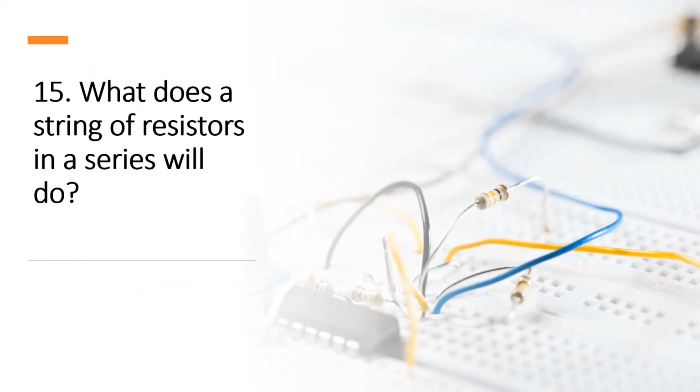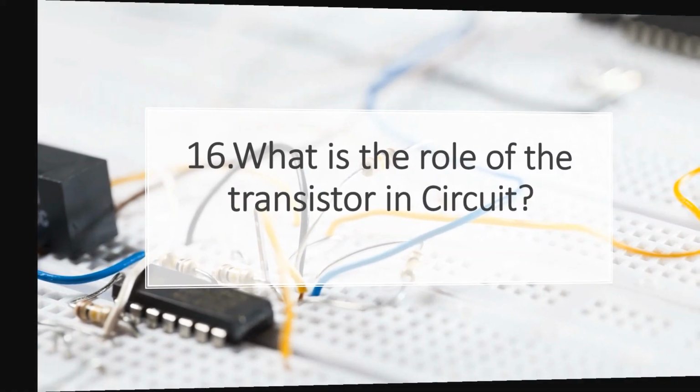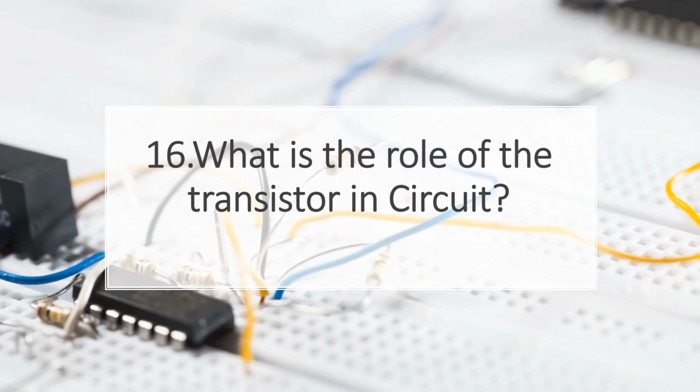What does a string of resistors in series do? A string of resistors in series will split the source voltage in proportion to their values. What is the role of a transistor in a circuit? A transistor has the ability to amplify the current, because the output power can be much greater than the input power.